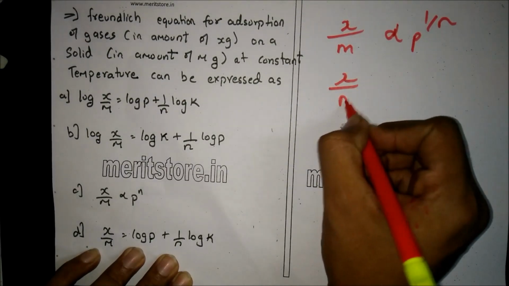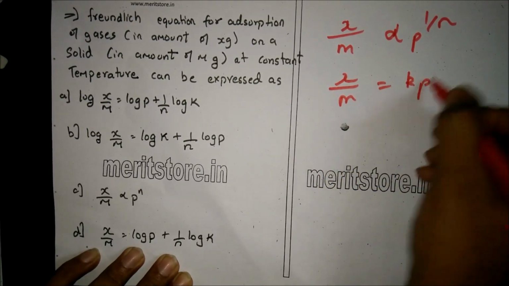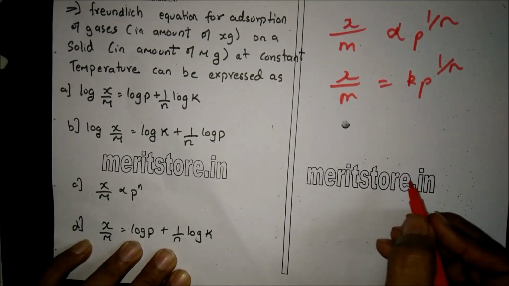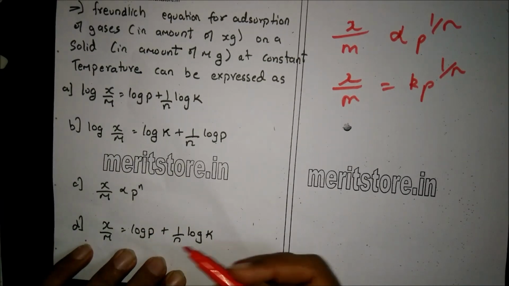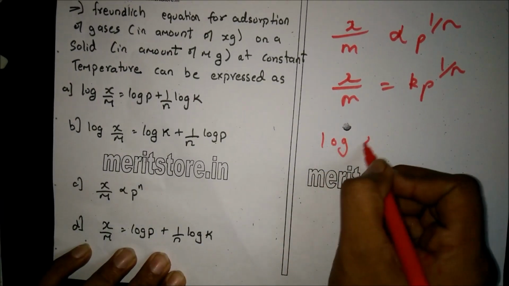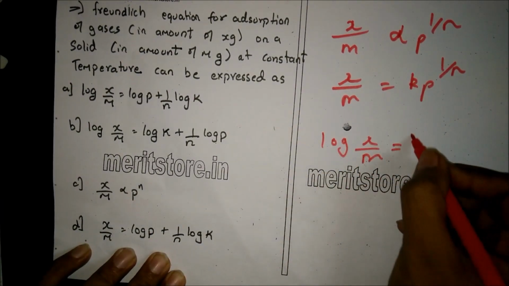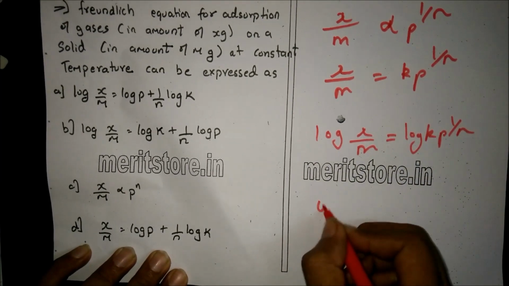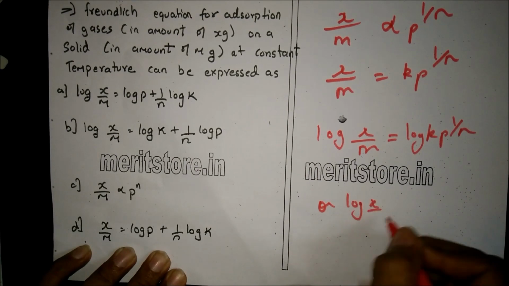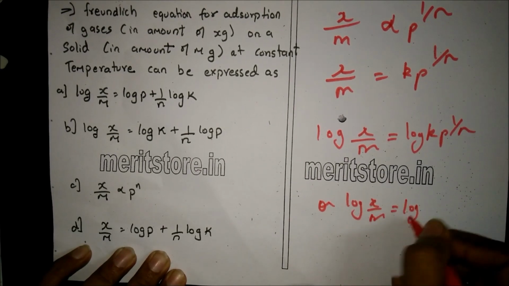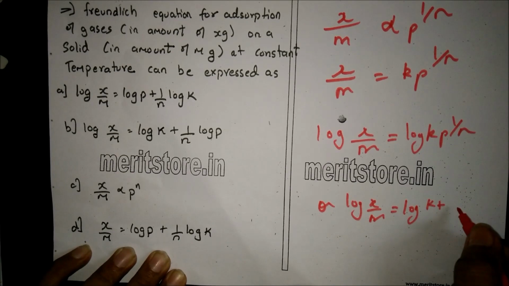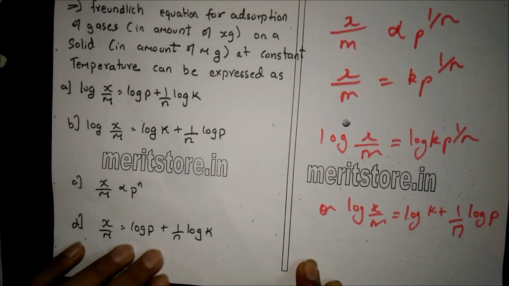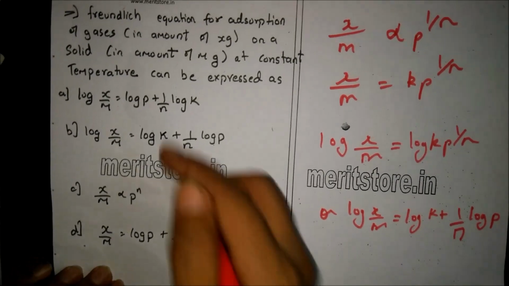Therefore, x/m = k into P raised to 1/n. Now, if we take log on both sides, since all the answers are in log, therefore log x/m = log k into P raised to 1/n, or log x/m = log k + 1/n log P. Therefore, the correct answer is option B.